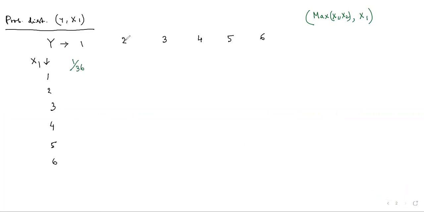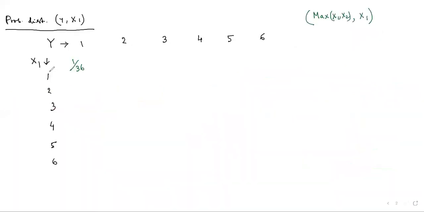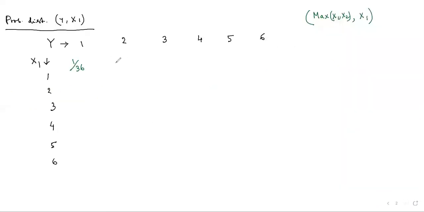Now, when we consider the max of x1 and x2 to be 2, now this maximum can appear, if I consider max 2 and the value of x1 to be 1, you see that there is only one possibility, that is this one. If we have the argument 1, 2, the max can be 2 and the value of x1 is 1. So that value will also be 1 by 36.